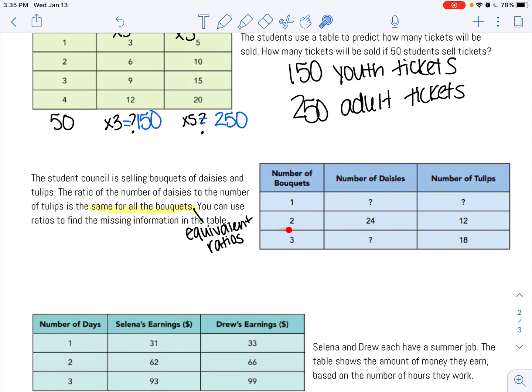So for 2 bouquets, there are 24 daisies used. So let's think about if there's 24 daisies for 2 bouquets, how many daisies would be for 1 bouquet? If I was going to divide these two, I'm going to get this number. So 24 divided by 2 is going to give me my answer for the number of daisies. 24 divided by 2 is 12.